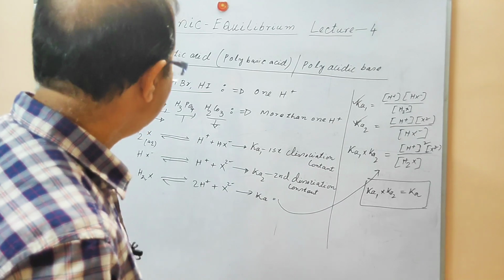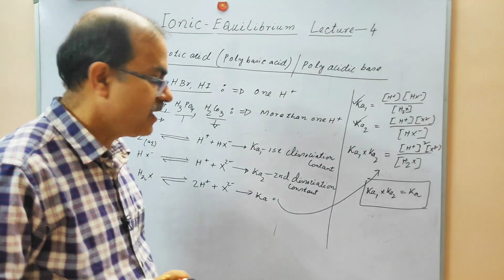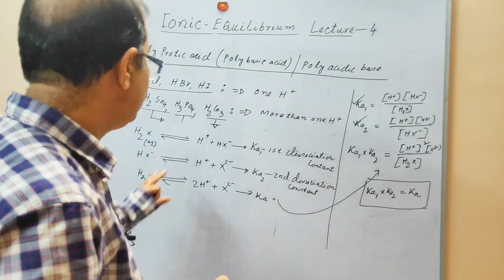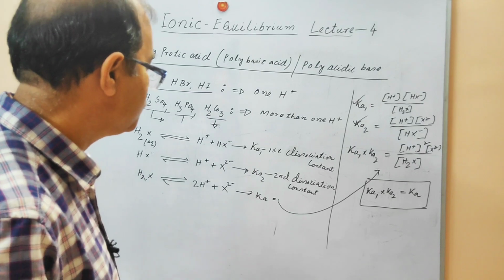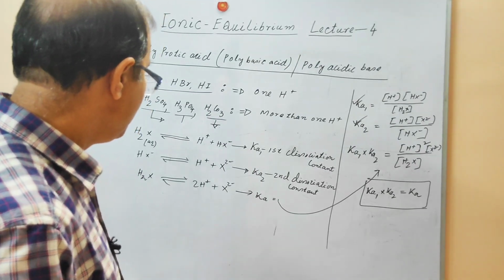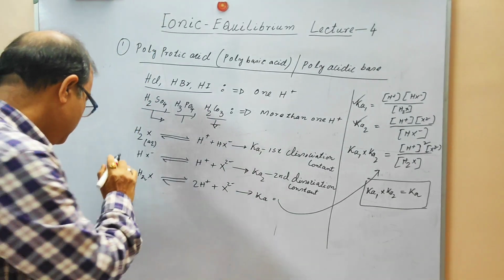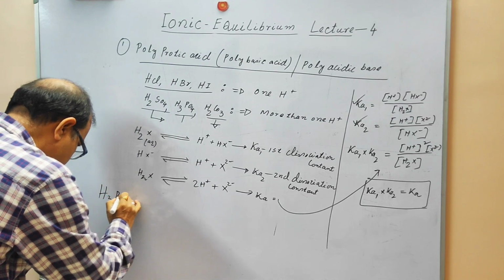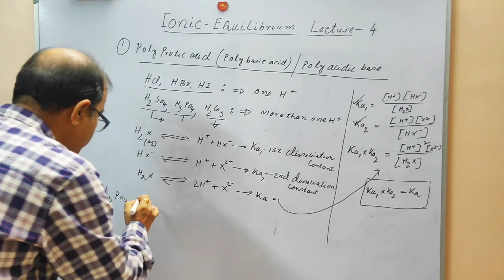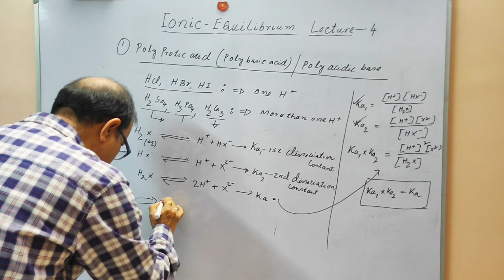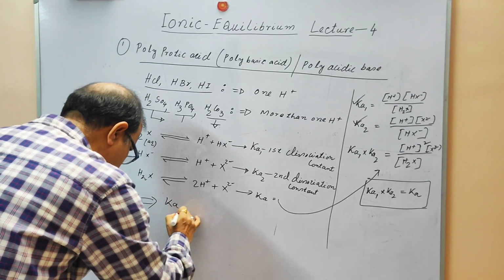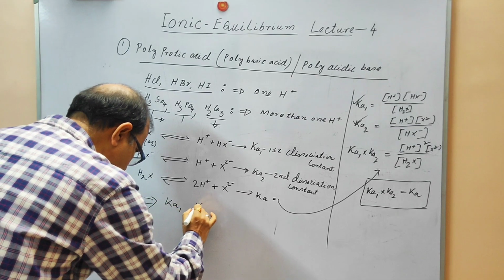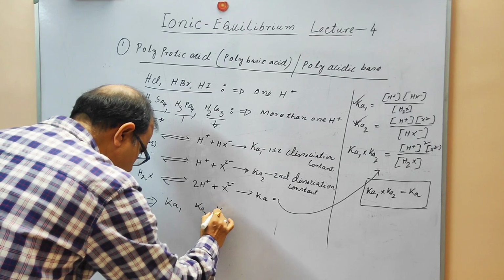So this is how the polyprotic acid behaves, and it will have successive dissociation constants. For H3PO4, it will have three dissociation constants, Ka1, Ka2 and Ka3.